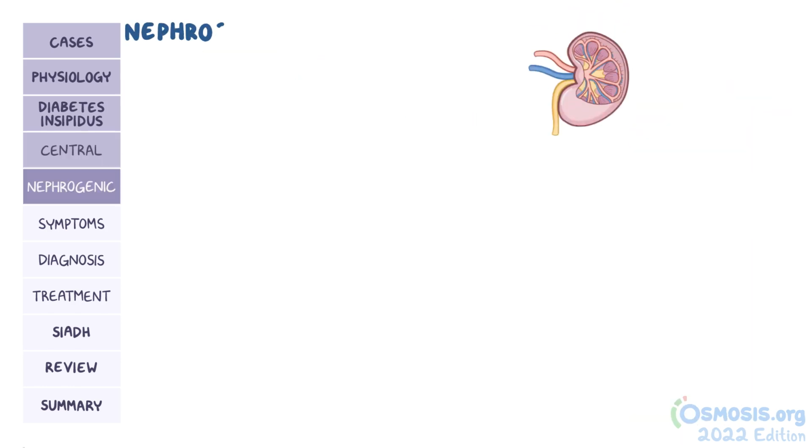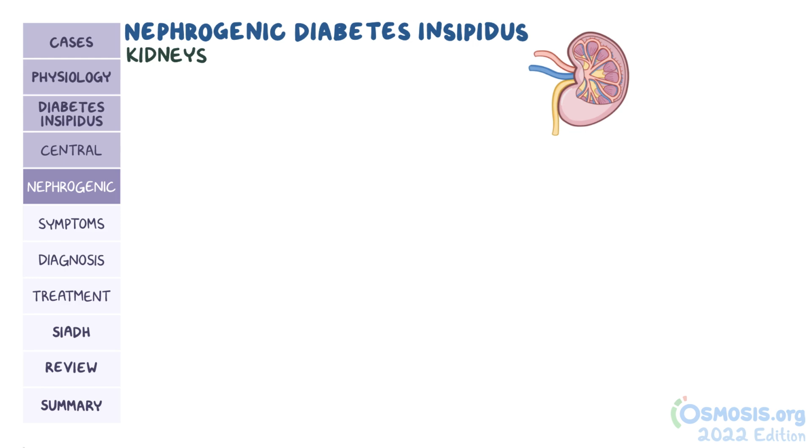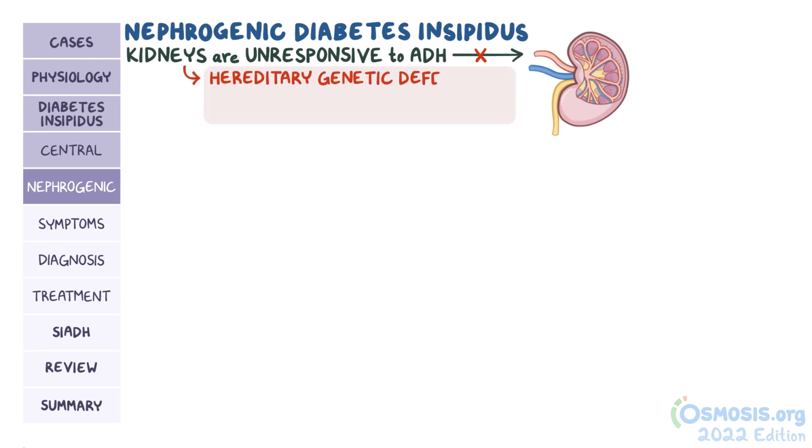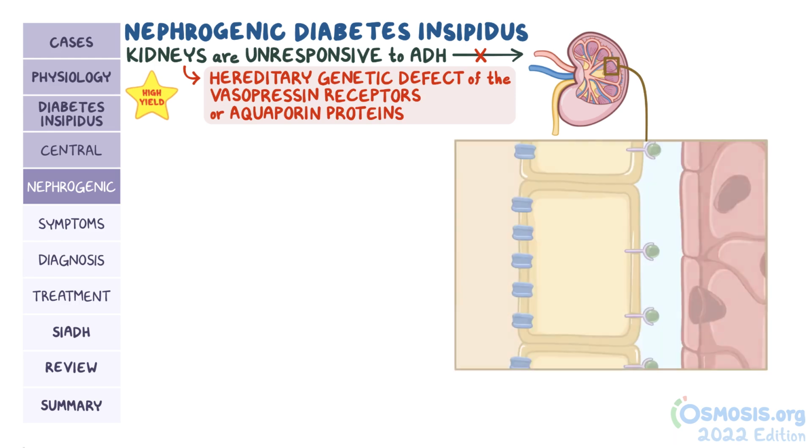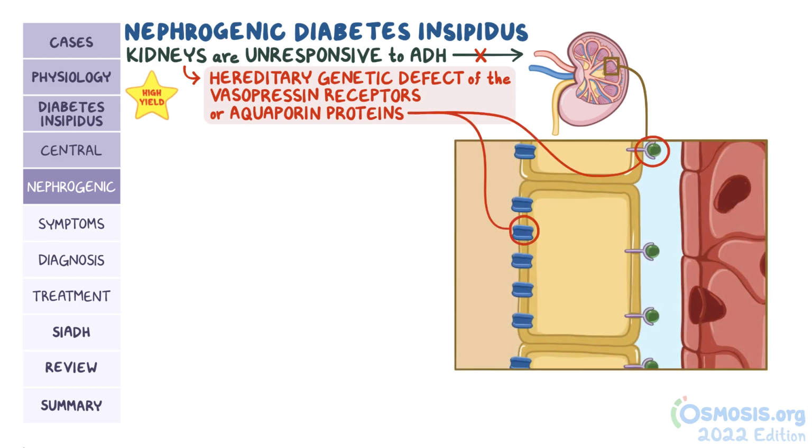Then there's nephrogenic diabetes insipidus, which is when there's a problem with the kidneys themselves, which makes them unresponsive to ADH. A high-yield fact is that this is often due to a hereditary genetic defect of the vasopressin receptors or aquaporin proteins. Both of these lead to nephrons that are unresponsive to ADH. In addition, there are medications like lithium that can decrease the production of aquaporin proteins in the collecting duct.